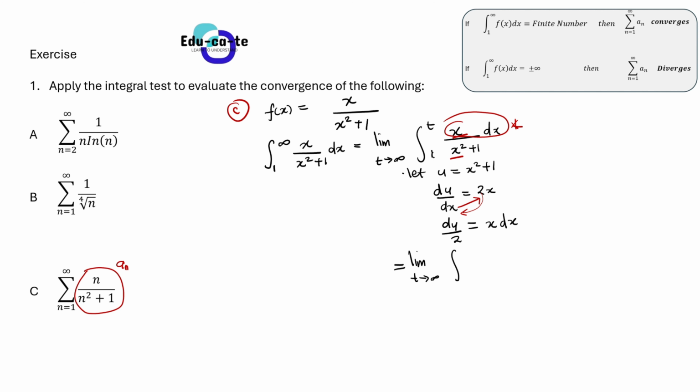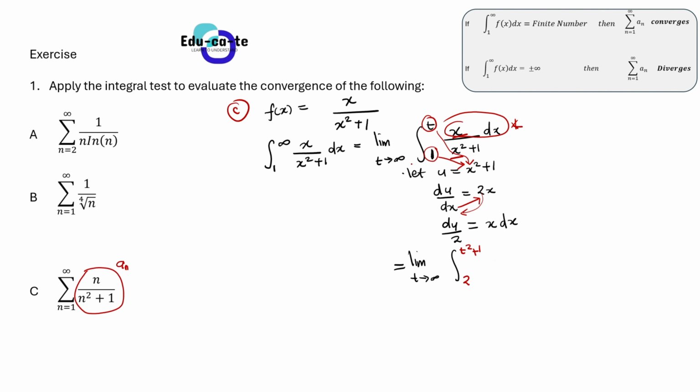Your lower bound here, 1, is in terms of x. So to make it in terms of u, you are going to substitute that lower bound into the equation for u. If you substitute that, you're going to get 1 squared plus 1, which is just going to give you 2. And then the upper bound is t. Where there is x, you substitute t. So this is going to give you t squared plus 1.